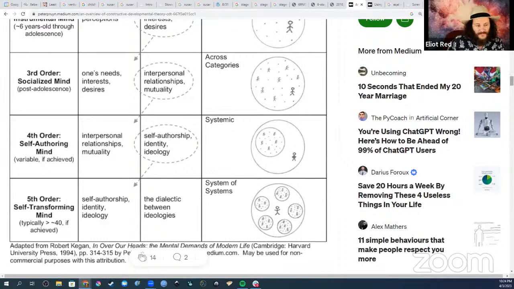Anything you want to add? Jump in. We've got to go into it before we move to 5. We've got to be in 5. Let's talk about 5. All right.